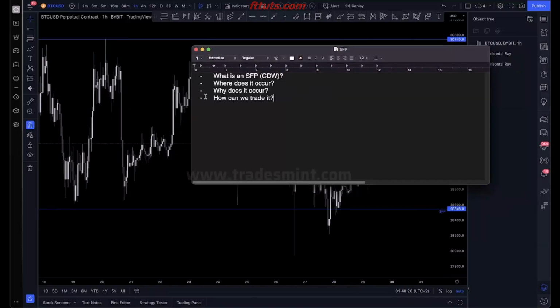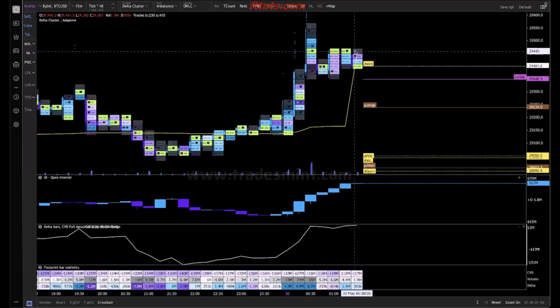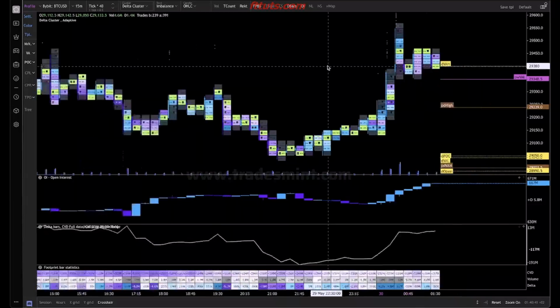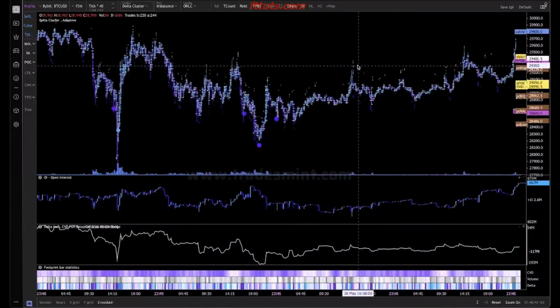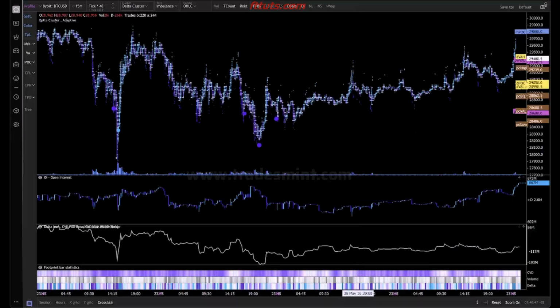So now we will talk about how can we trade it. In order to trade this with order flow, you need the order flow template, which is on the website. And let's go back for this example to show you guys what happened.